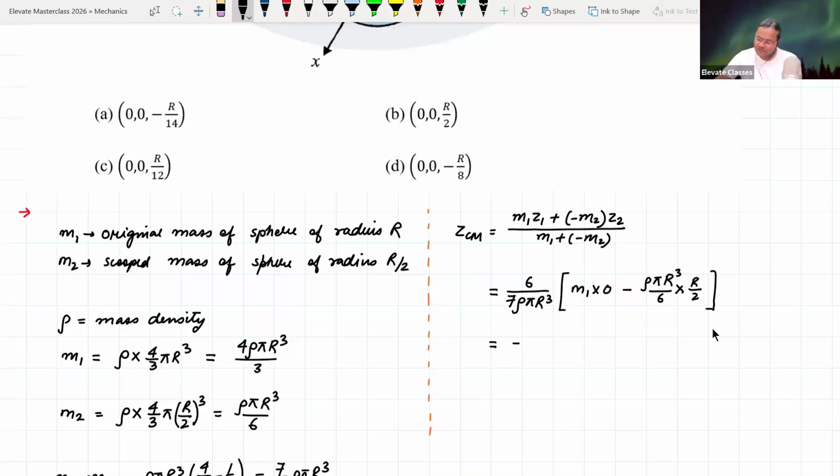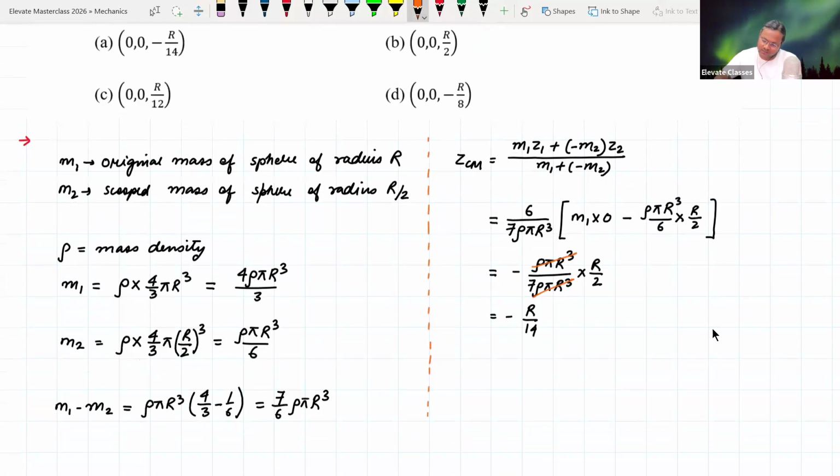So this is going to be equal to minus, the 6 and 6 get canceled, so here rho pi r cube upon 7 rho pi r cube, 6 and 6 cancel, into r upon 2. So this becomes rho pi r cube over rho pi r cube, so this is equal to minus r upon 14. So therefore the center of mass comes out to be xcm is 0, ycm is 0, zcm is minus r upon 14. That's it, nothing else.